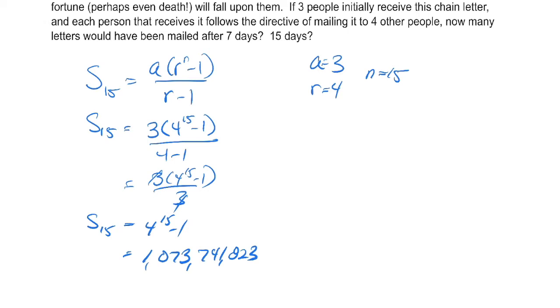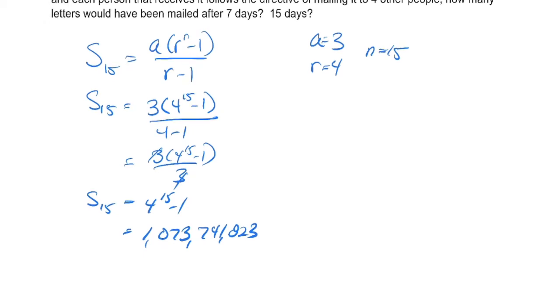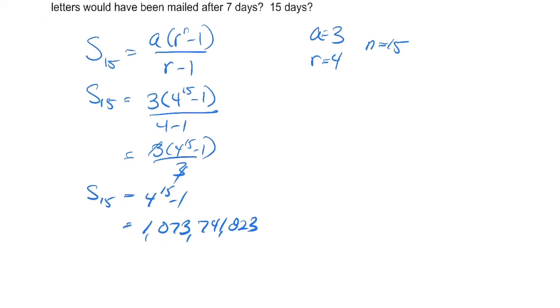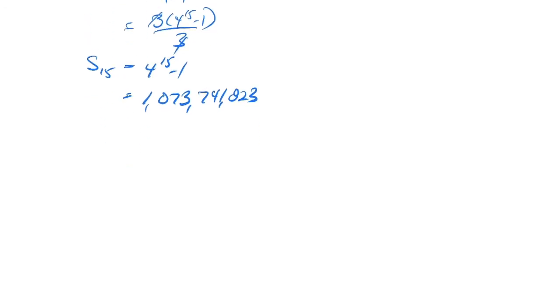So here was a little bit of an example of how fast exponential growth is. In this case, after 15 days, our entire mail system would be bogged down, because 1 billion letters is a lot to process. Okay, so that would be the answer to that question over there.